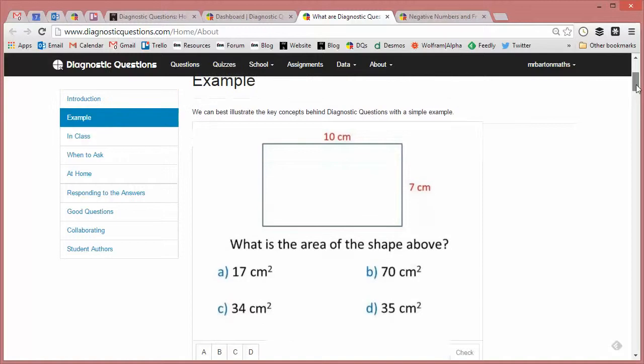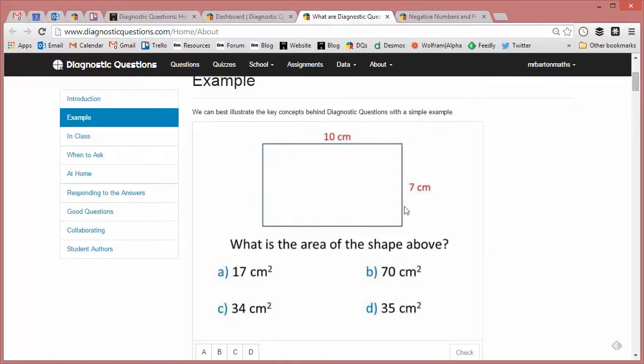So the first thing to do, I guess, is just to talk about what makes questions diagnostic questions. And it's a very, very simple concept. It's a multiple choice question where one of the answers is right and three of the answers are wrong, but crucially, each of the incorrect answers reveals a key misconception that students may have.